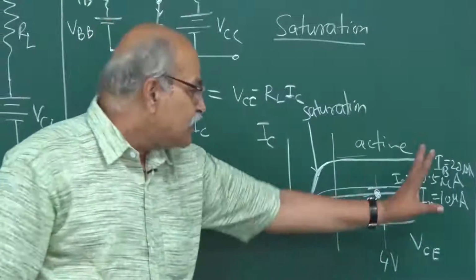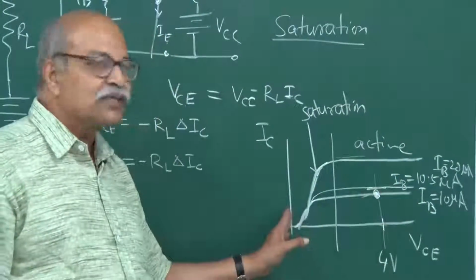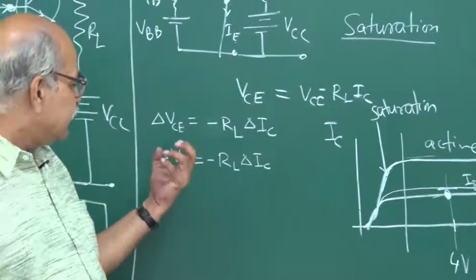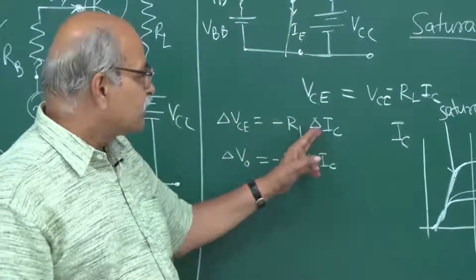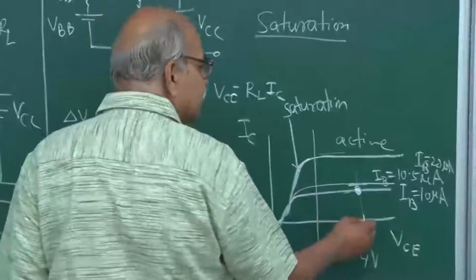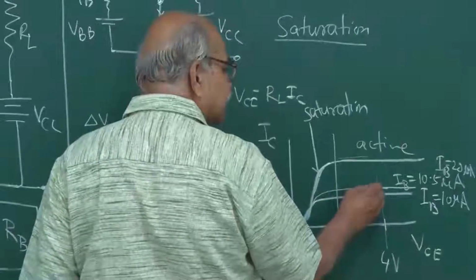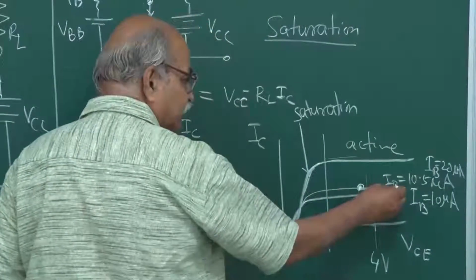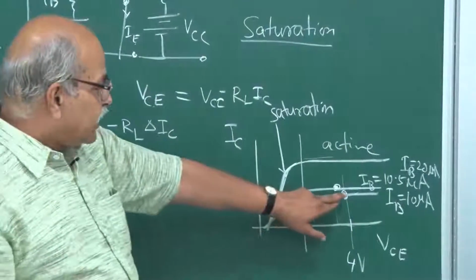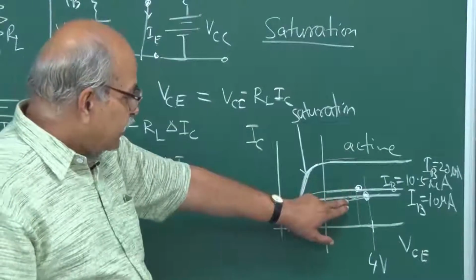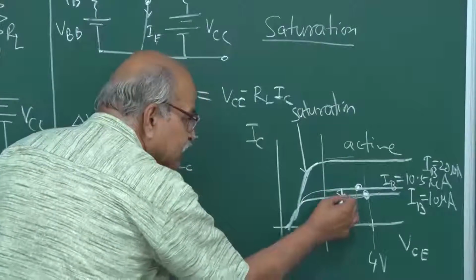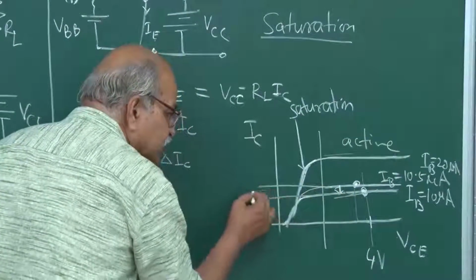But then if we are well into this active region, not close to the saturation region, even if it changes a little bit, what will happen? Will it increase or will it decrease? It is minus RL into delta IC. So, it will decrease, but if you are somewhere here, it doesn't matter, your IC remains the same, because this is flat. In the active region this is flat. So, IC has changed from here to here, and the change in IC is this delta IC. Okay, IC was this much and now IC is this much.